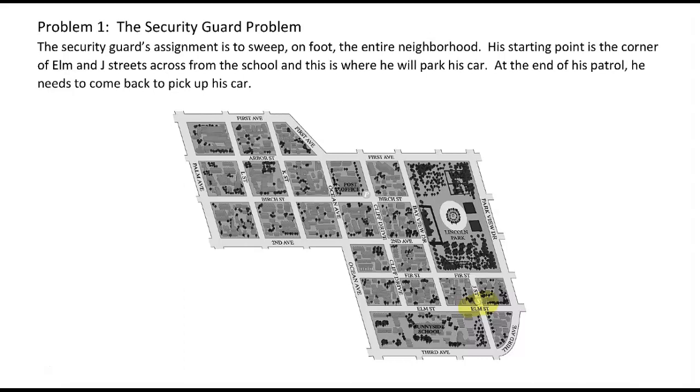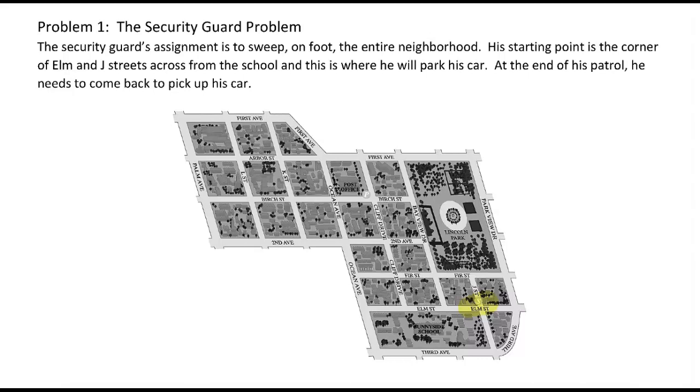If you were this security guard, do you want to walk every street 3 times? Or do you want to walk the shortest distance possible but still sweep the entire neighborhood? That's exactly the street routing problem. He wants to figure out which way he should walk, where he should turn, so that he can cover the entire neighborhood with as few steps as possible. It's also important to note that in this scenario, he wants to start and end at the same location.